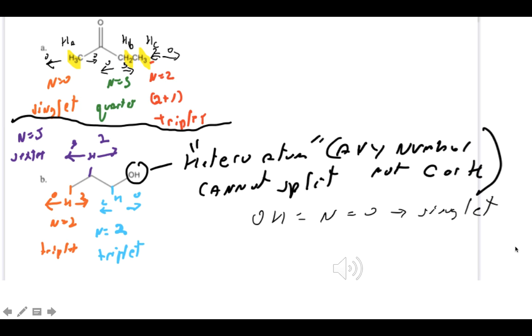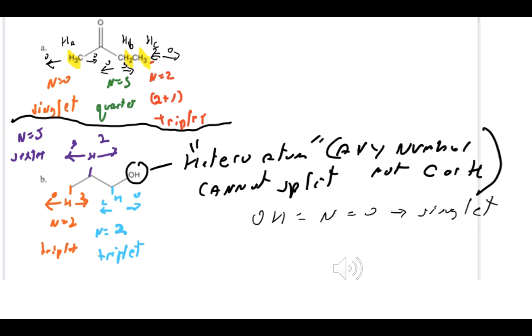So the next piece of information you get is multiplicity, or splitting. It depends on the n+1 rule. The best way for me to explain it is looking at this example. You see that there's 3 distinct hydrogens, 1, 2, and 3, and you have to look at the neighboring hydrogens around it.